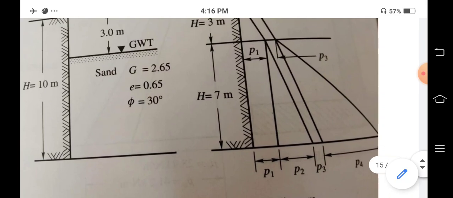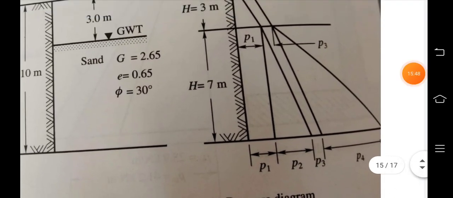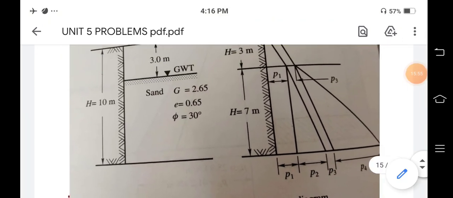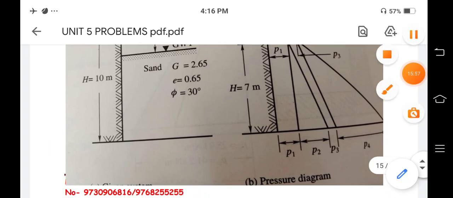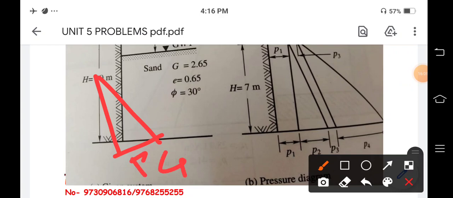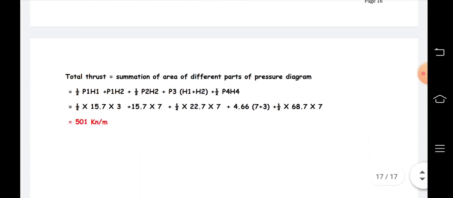Now, the last one, that is the last triangle. This last triangle is of P4. So, this is P4 and this height is H2. Our area will be 1 by 2 P4 into H4. Note that this is a triangle. So, now putting in the values.